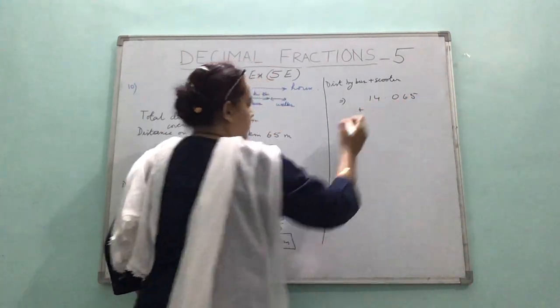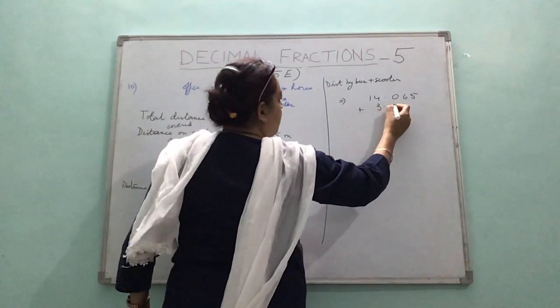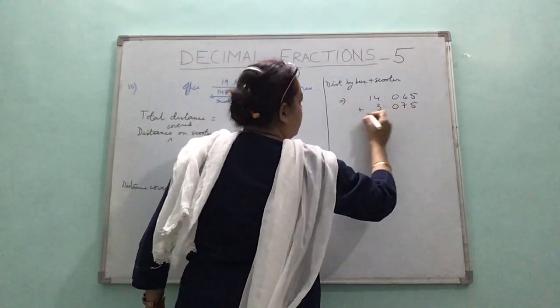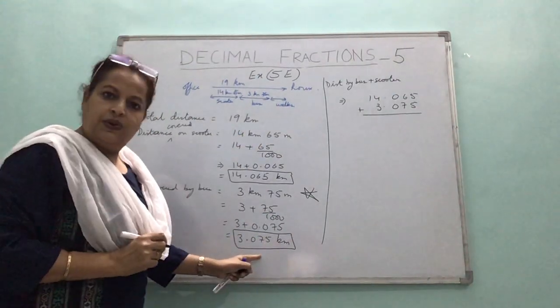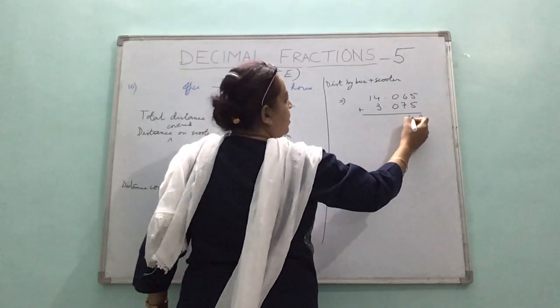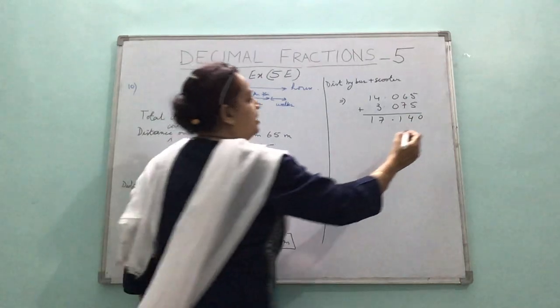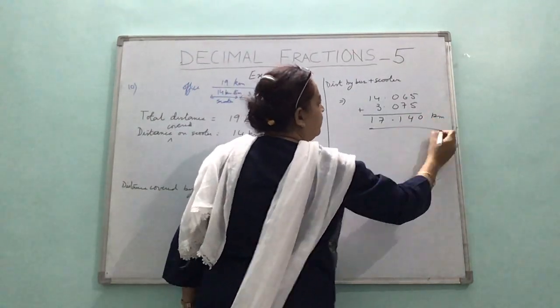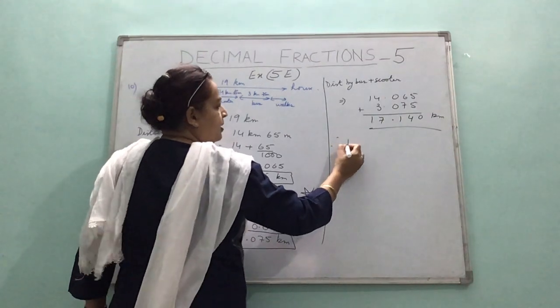14.065 plus 3.075. Let's check it. 14.065 plus 3.075 is 17.140. So this much distance, this is in kilometer. Now, distance on foot, final answer.